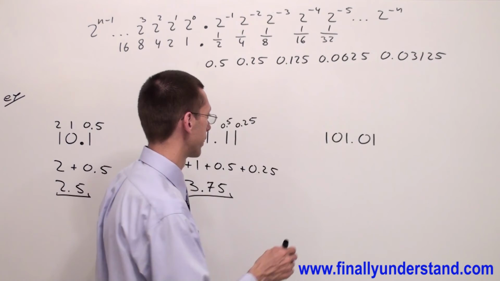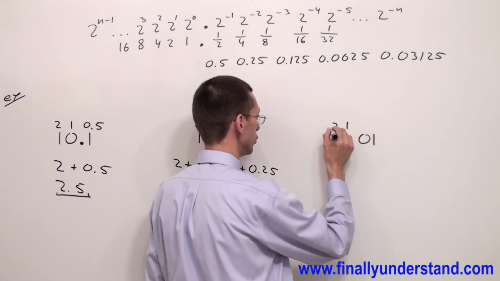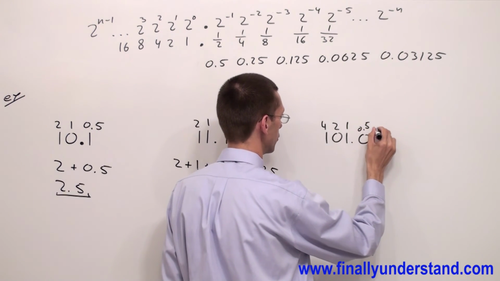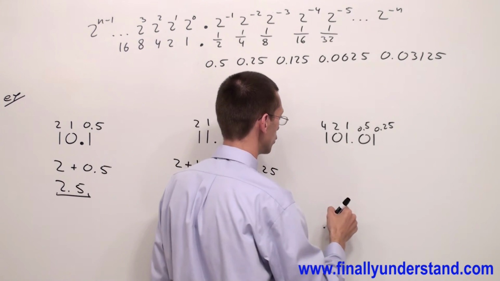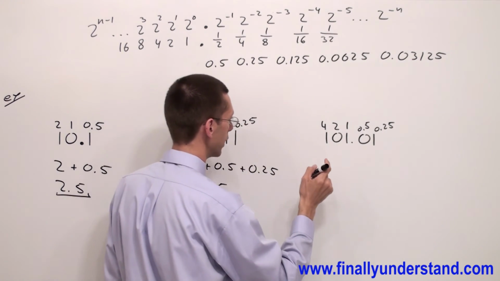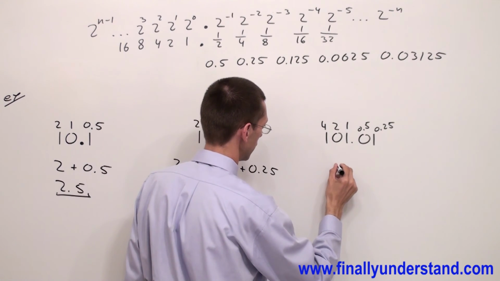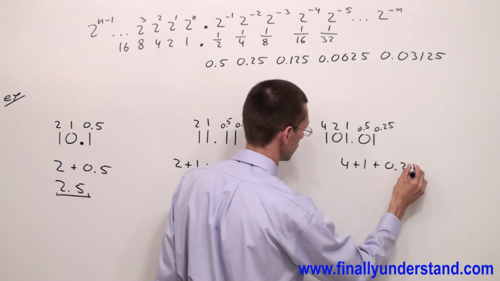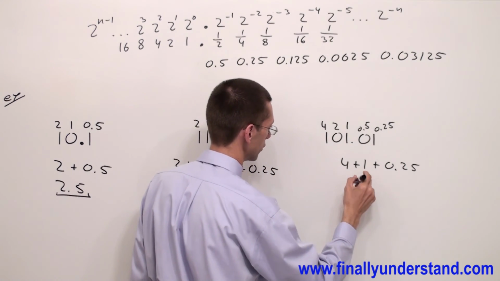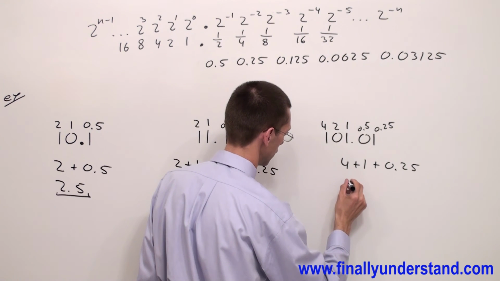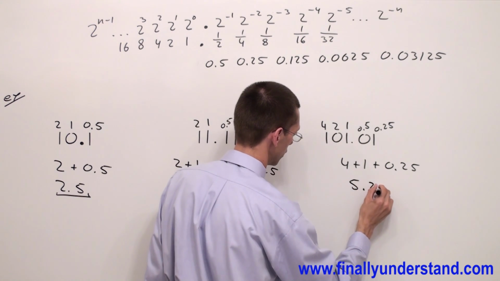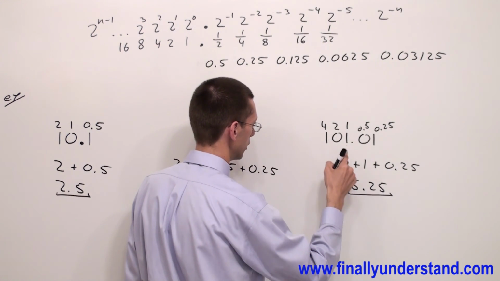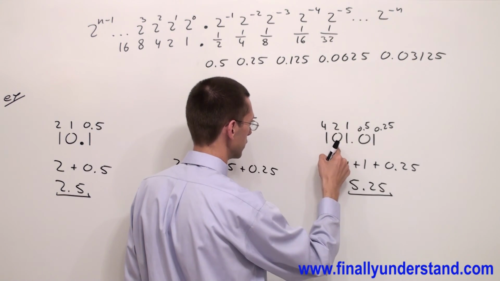This binary number, again, we have weights 1, 2, 4. And I have 0.5, and this is 0.25. We're supposed to add the weights which are above 1 only. So I have 4 plus 1 plus 0.25. 4 plus 1 is 5, plus 0.25 is 5.25. So this is my decimal value, which is equivalent to this binary number.